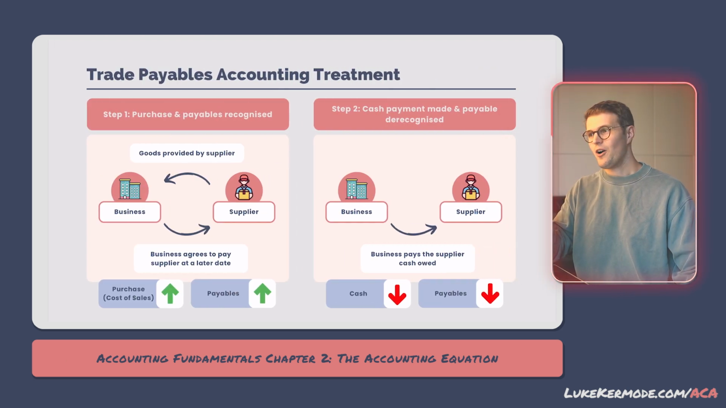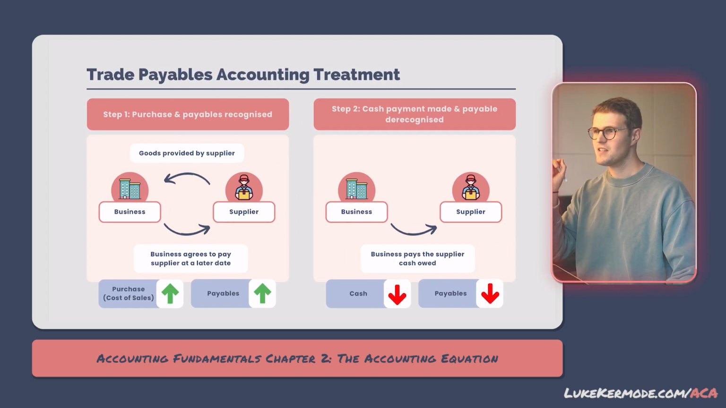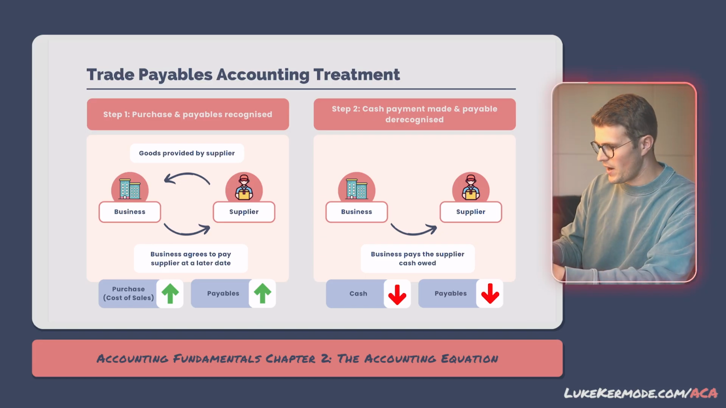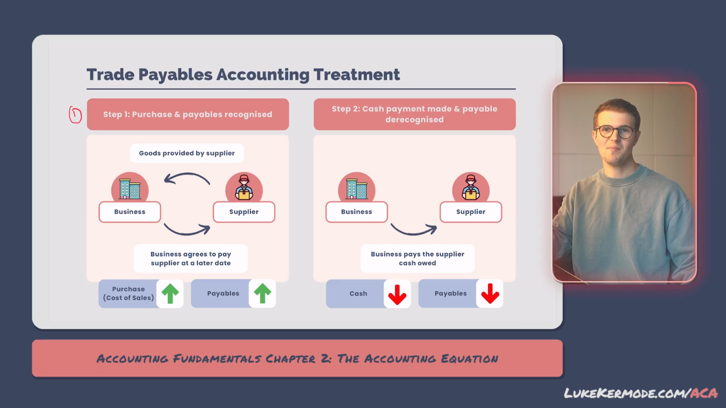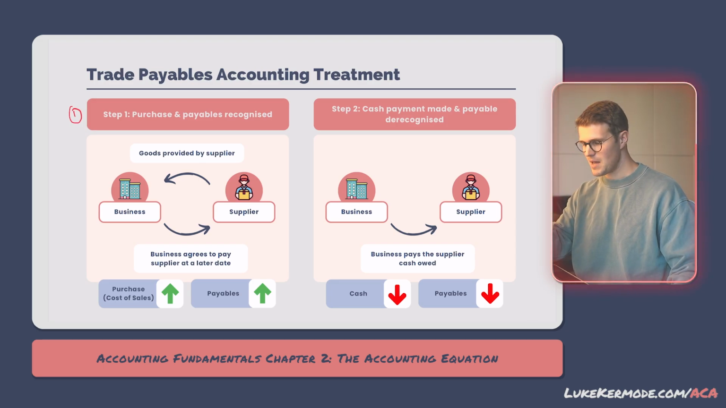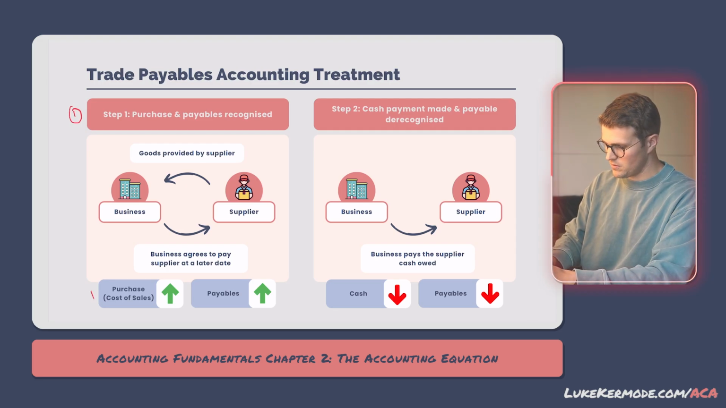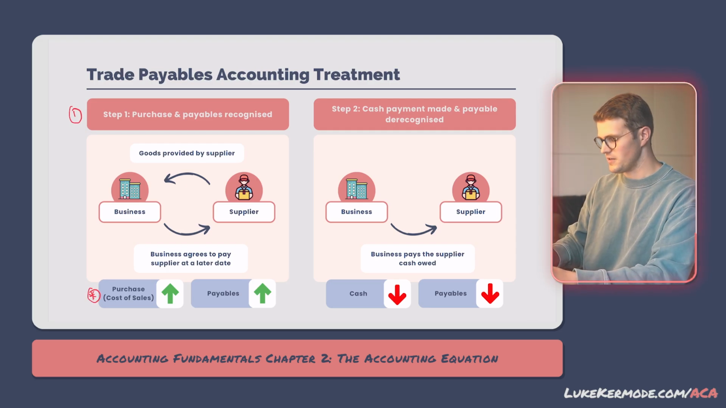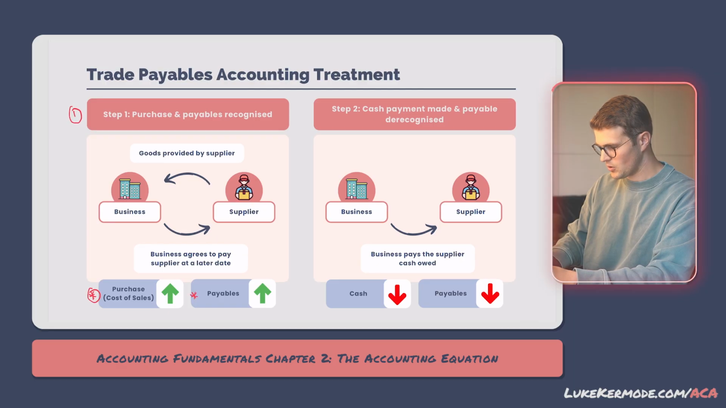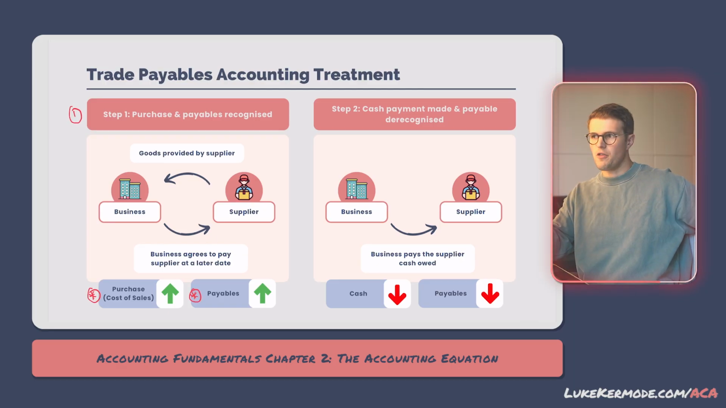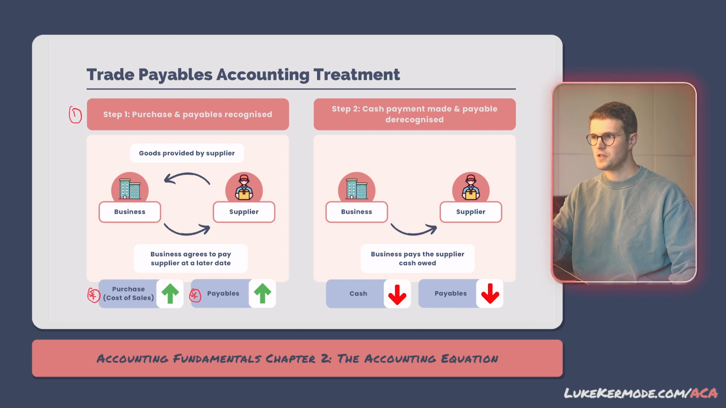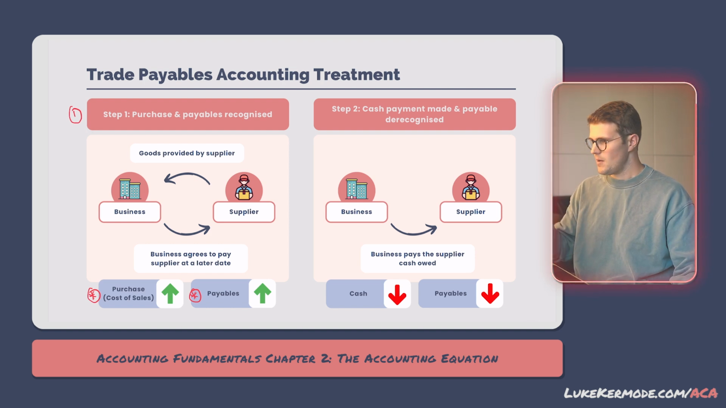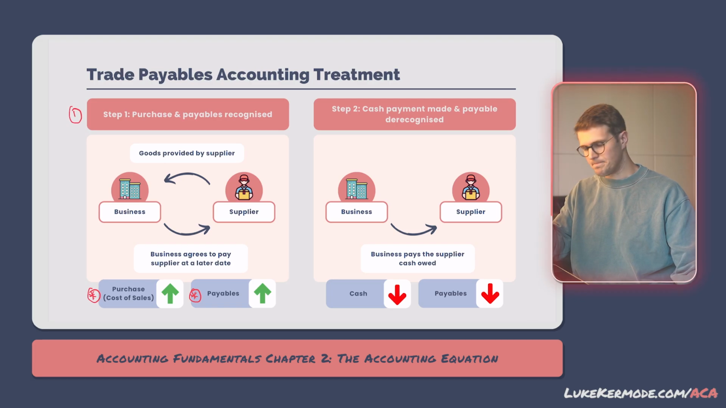Let's now talk through how trade payables are treated in the accounting system. Step one is when the business receives goods or services from a supplier but agrees to pay them at a later date. At this point, the business recognises the purchase in the income statement, but also recognises a liability called a trade payable to show that money is now owed by the business to a supplier. Both costs and payables increase at this stage, but no cash has left the business just yet.